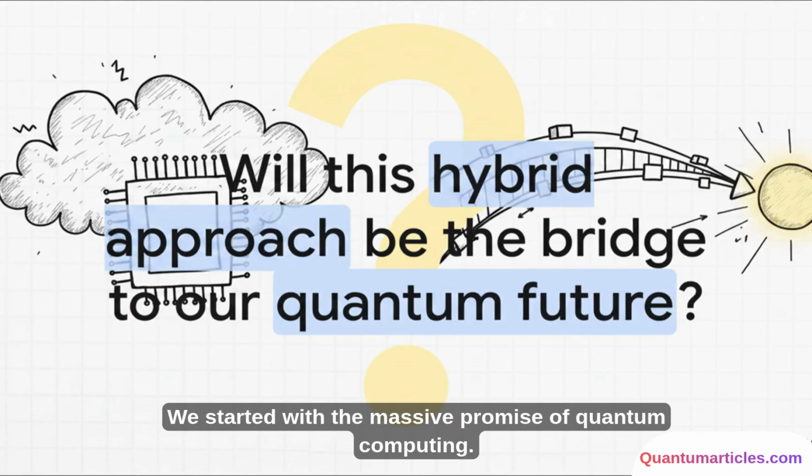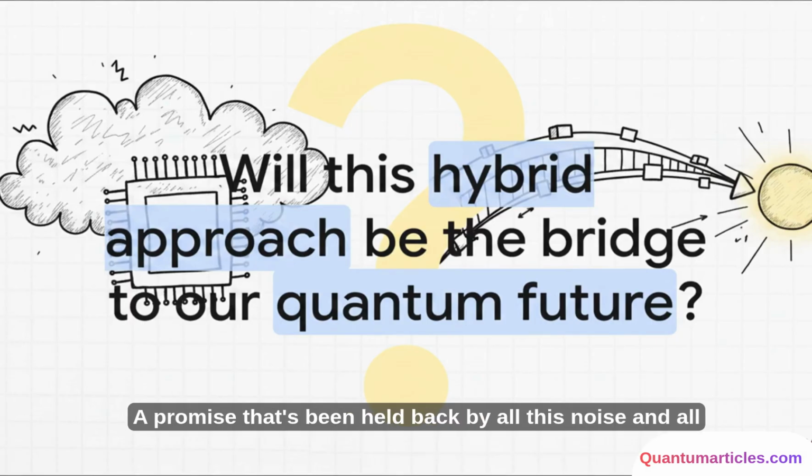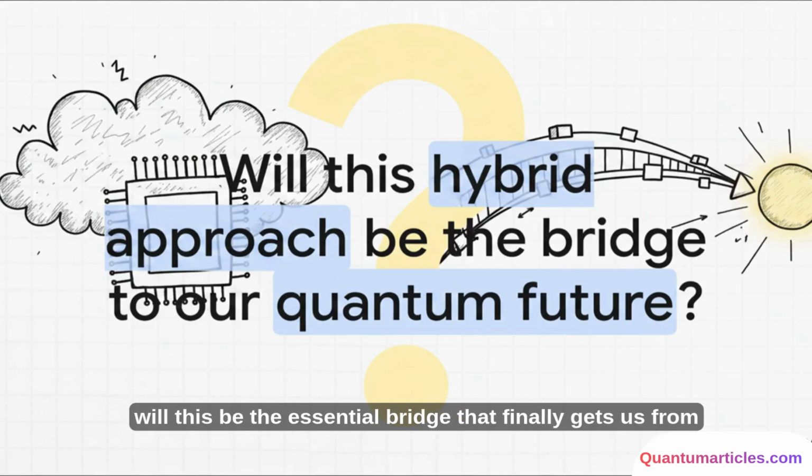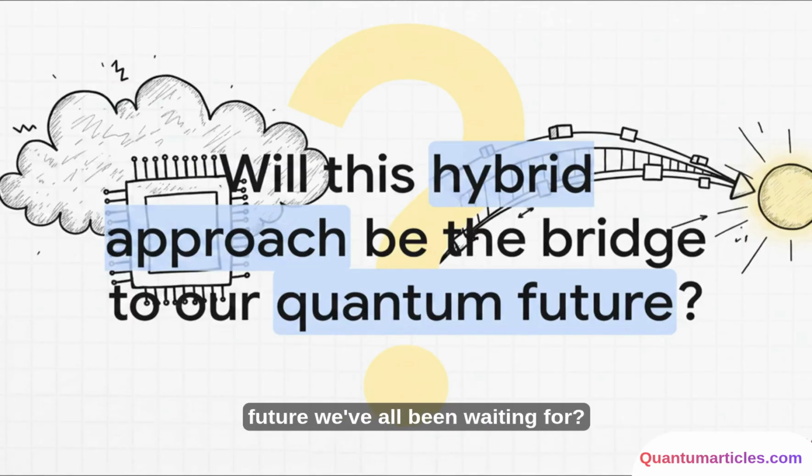We started with the massive promise of quantum computing, a promise that's been held back by all this noise and all these errors. We've seen how this brilliant partnership between classical and quantum machines can tame that noise today and adapt for tomorrow. So the question now is, will this be the essential bridge that finally gets us from today's fragile hardware to that revolutionary quantum future we've all been waiting for?